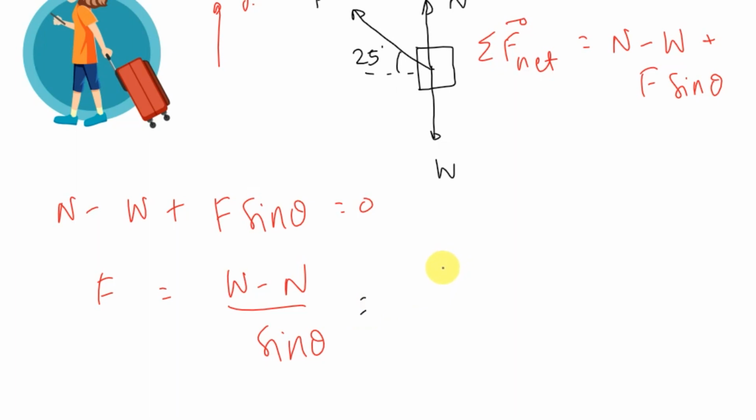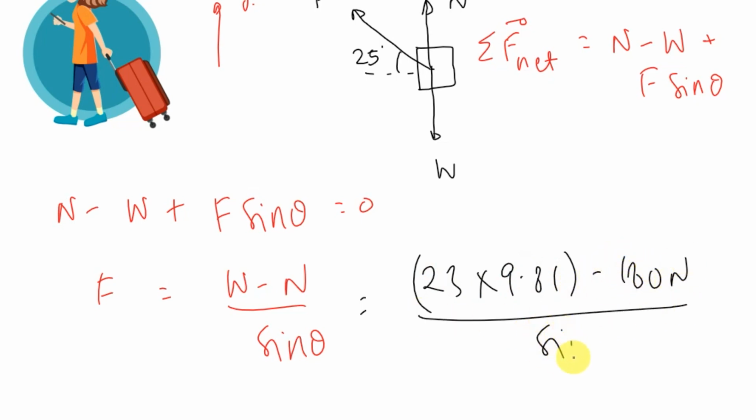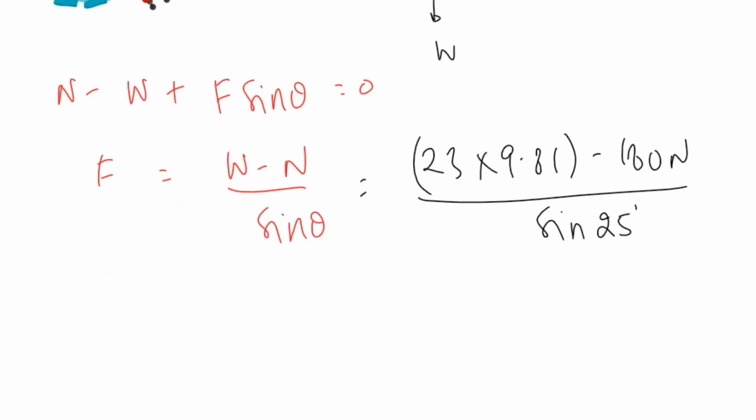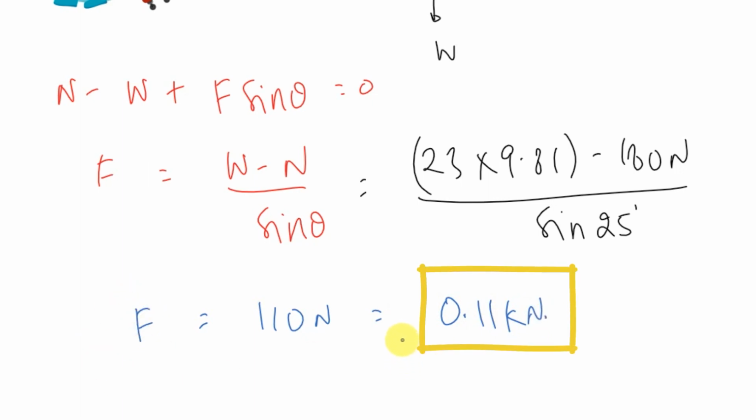Weight force, we have mg, so 23 times 9.81, this is the weight force. Normal force is given to be 180 Newton, divided by sine theta, where theta is 25 degrees. On solving, you'll get this value to be nearly 1110 Newton, which is equal to 1.11 kilonewton. So this is the required force applied on the handle.